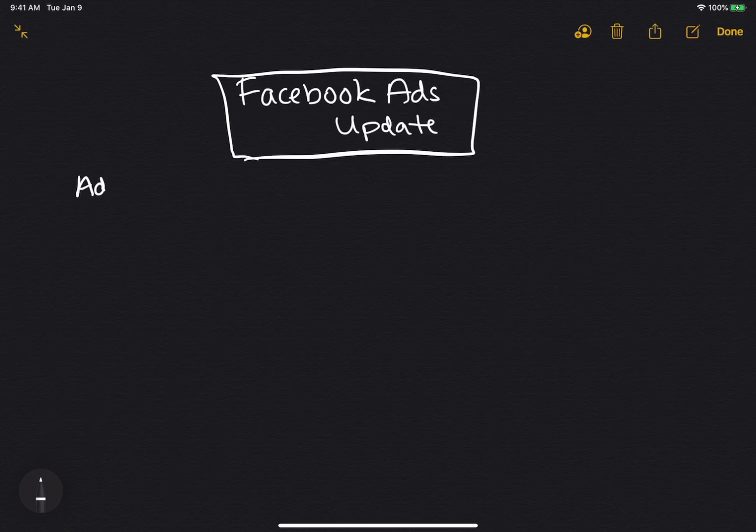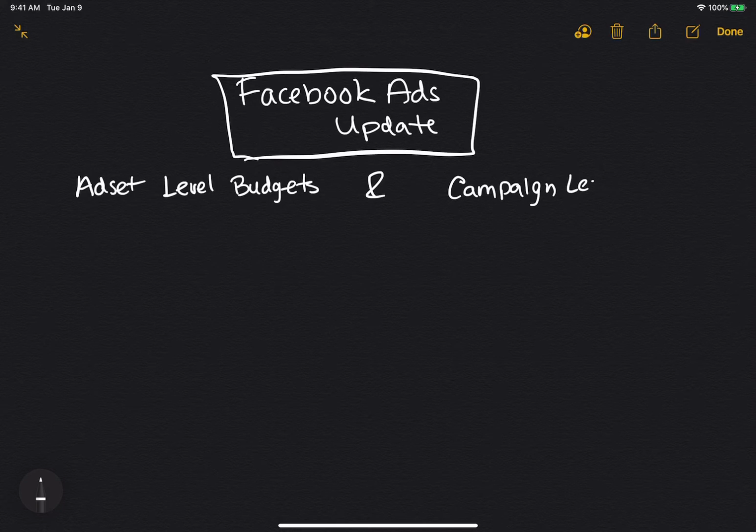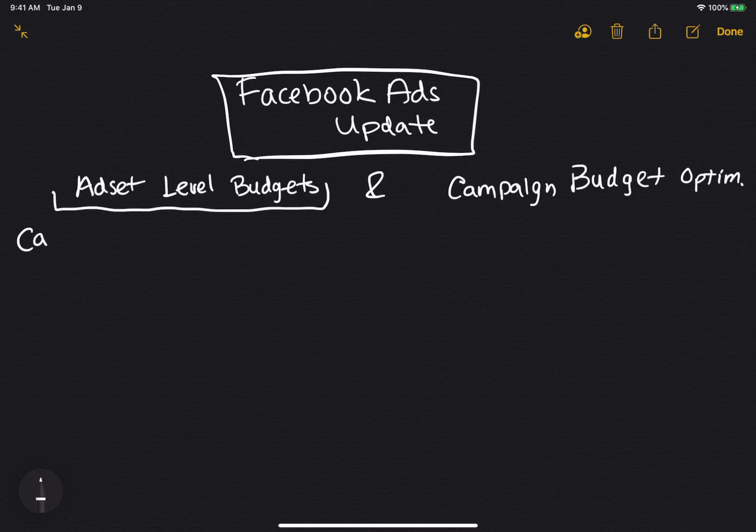So before February 27th, there were ad set level budgets, and there was campaign budget optimization. With the ad set level budgets, basically this was a campaign. They're both campaigns, right?